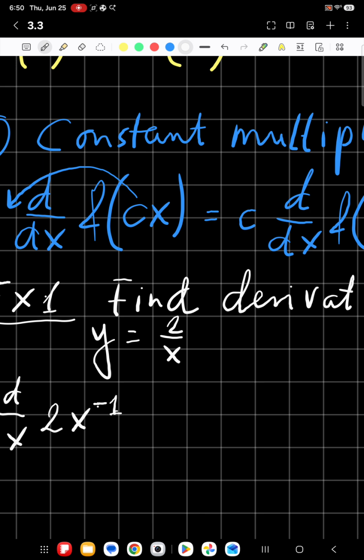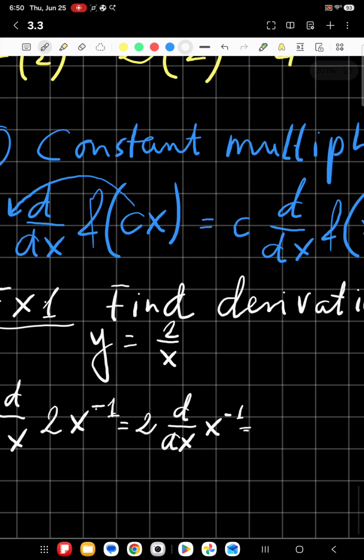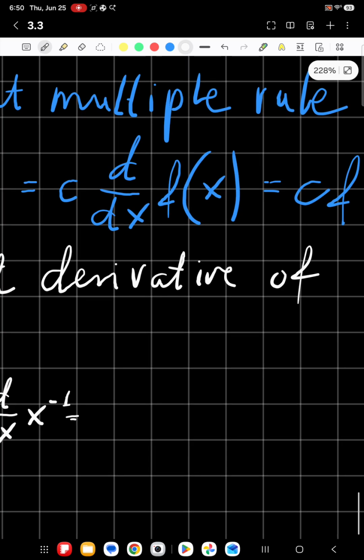And based on that rule above, we can just take that 2 and put it in the front. So 2, and then I have d dx of simply x to negative 1. Okay, so that negative 1 goes to the front. I'm getting better at this. So we have 2, and then I have that negative 1 that goes to the front, and then we have x to negative 1 minus 1. Okay, so the answer is negative 2.